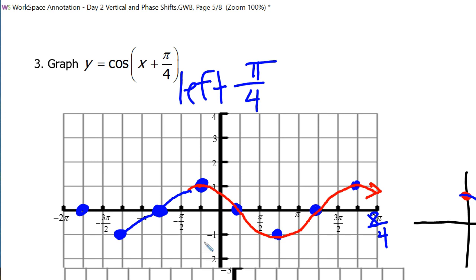Now this one did have a phase shift. What was the phase shift here? It moved left pi over 4 units. What about for the vertical shift? None. And for the amplitude, what's the amplitude here? 1. And the period, what's the period for cosine? 2 pi. Next example.